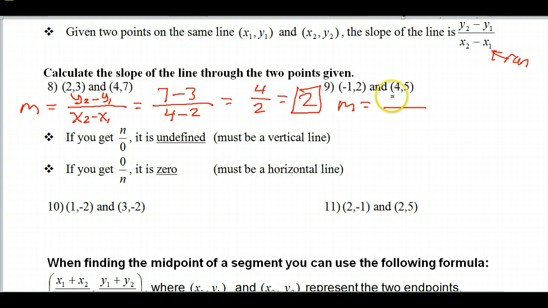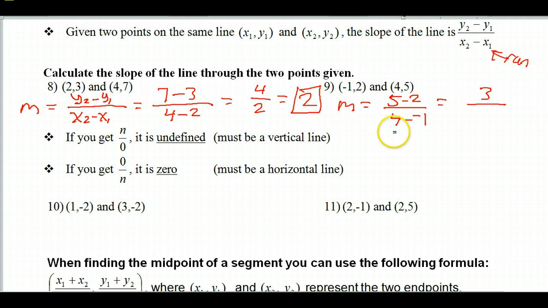So if I do 5 minus 2, for example, then I must do what for the bottom? Then I must do 4 minus negative 1. But just to be clear, I could have done 2 minus 5. But if I do 2 minus 5, then I must do what in the bottom? Negative 1 minus 4. You have to do it the same way both times, but it doesn't really matter. Okay? So 5 minus 2, what's that? 3. That's 3.